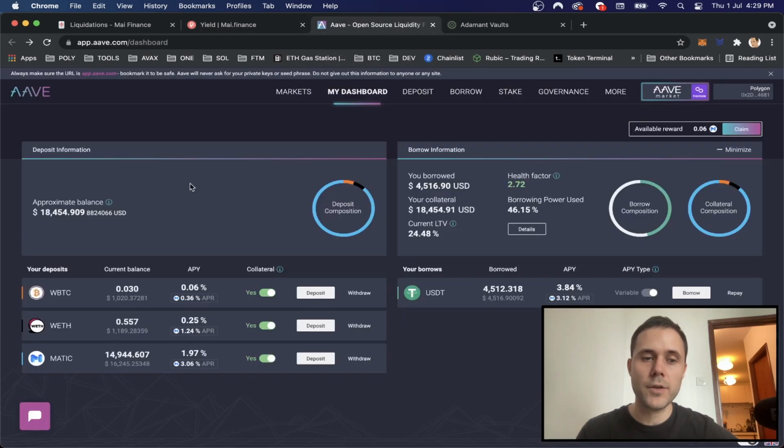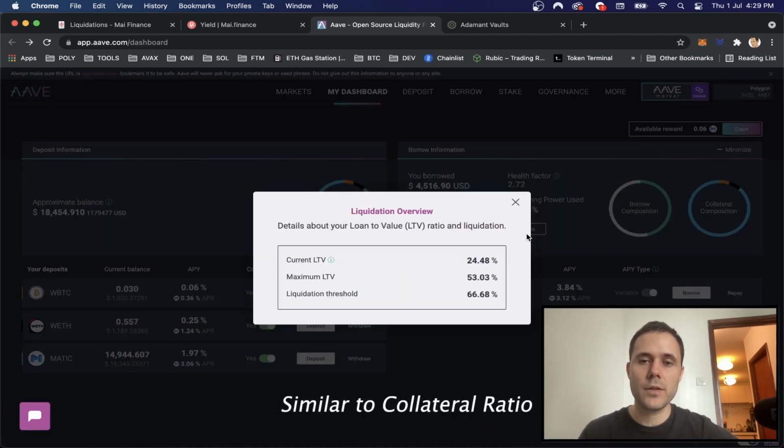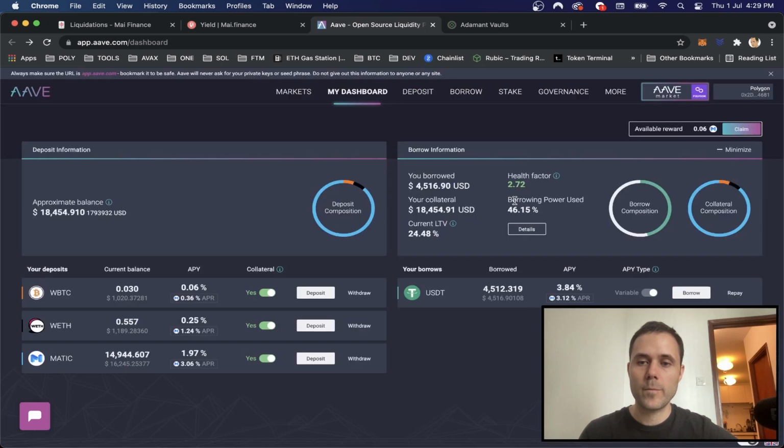If we go back to AAVE, we can see the value down here, 16,000. So we have access to that. Now, one thing to mention is, instead of the ratio like on Mai Finance, we have something called loan to value ratio, LTV. So it's kind of different. It's a different way to represent the collateral ratio. Okay, so if we click details, we can see what the liquidation threshold is here at the maximum LTV.